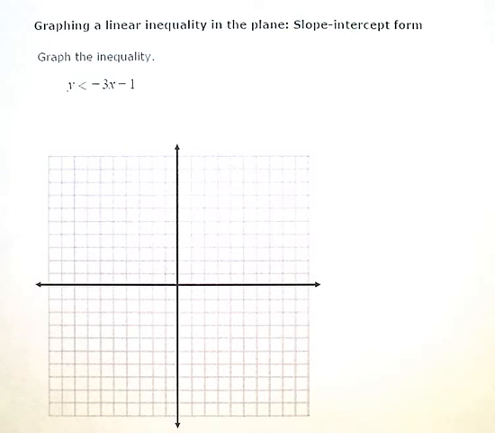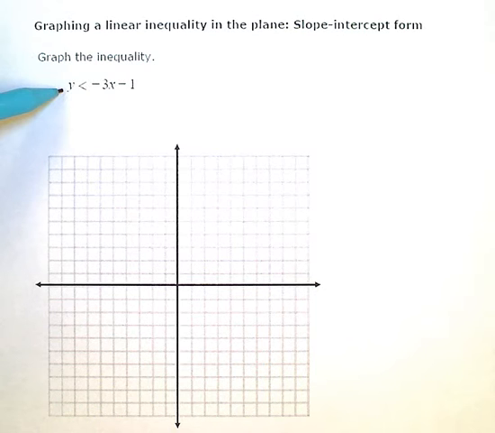Graphing a linear inequality in the plane, slope-intercept form. So my problem here says I need to graph the inequality. And I have y is less than negative 3x minus 1. So the first thing I want to do is graph the boundary line here.